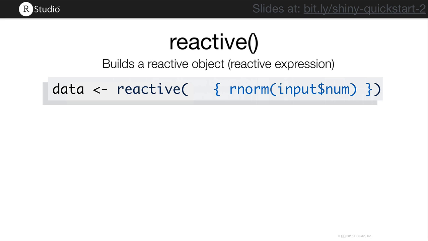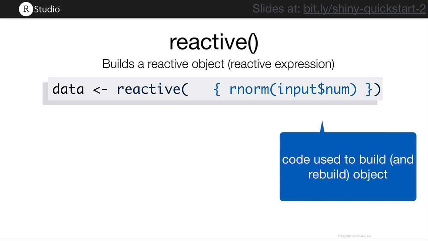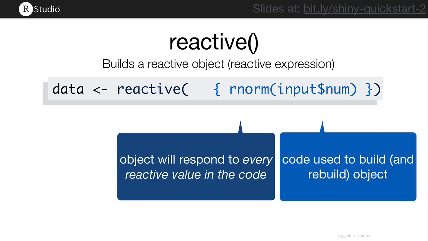Reactive builds a reactive object, which is called a reactive expression in the Shiny vocabulary, that takes input objects and assembles them together into some sort of output. Could be a data frame, could be a single value, could be a plot, and makes that output, that result, available to use later on in other code. To use reactive, pass it a code block. Reactive will use this code to build and later on rebuild the object you're making. And then, just like with render, the object will respond to any reactive value in the code block that changes.